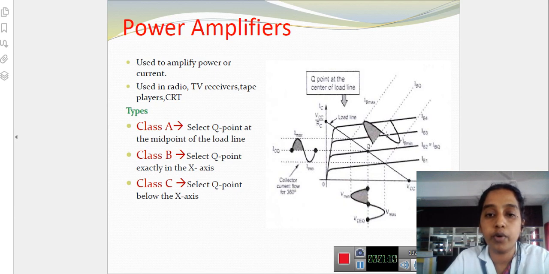If the Q point lies exactly on the x-axis, it is a class B power amplifier. If the Q point lies below the x-axis, then it is a class C power amplifier. By knowing the location of the Q point, we know whether it is class A or class B or class C.